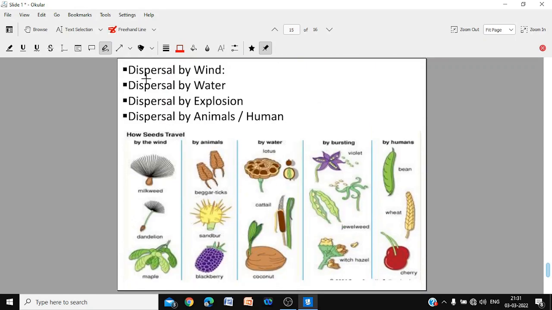So dispersal by wind, dispersal by water, dispersal by explosion, dispersal by animals or humans. You have the examples.